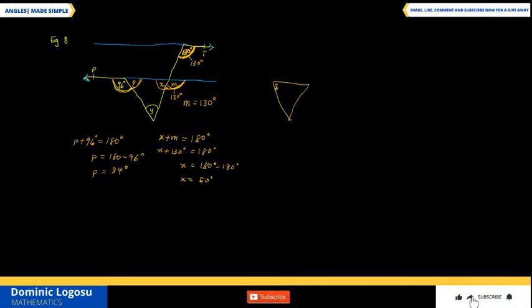So this is 84 degrees, and then this is 50 degrees, and this is y. So y plus 84 degrees plus 50 degrees equals 180 degrees, because the sum of angles in a triangle should be equal to 180 degrees. So once we add this, what do you think will be the answer?